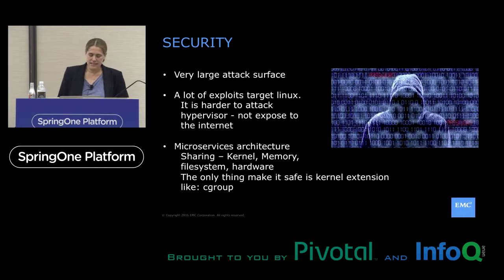The last thing is that in a microservices architecture, they share a lot of stuff, right? You're sharing a kernel, memory, a file system, and hardware. And the only thing that basically protects you is this little extension to the kernel called cgroup. It's kind of like taking a big house with windows and doors, and you put a lock on it. Still, people will probably be able to get in.